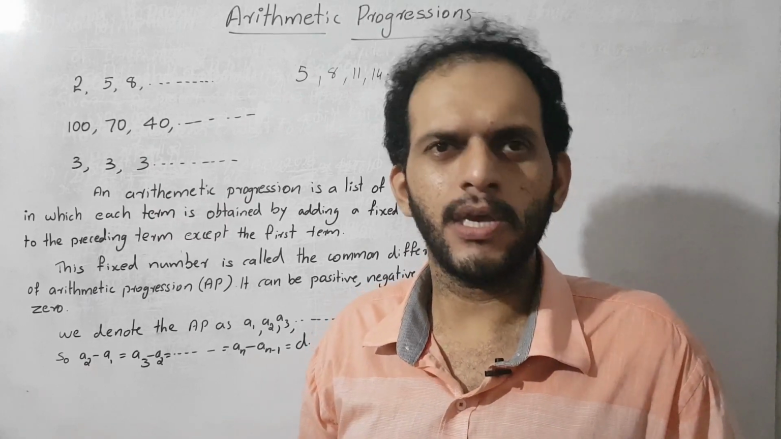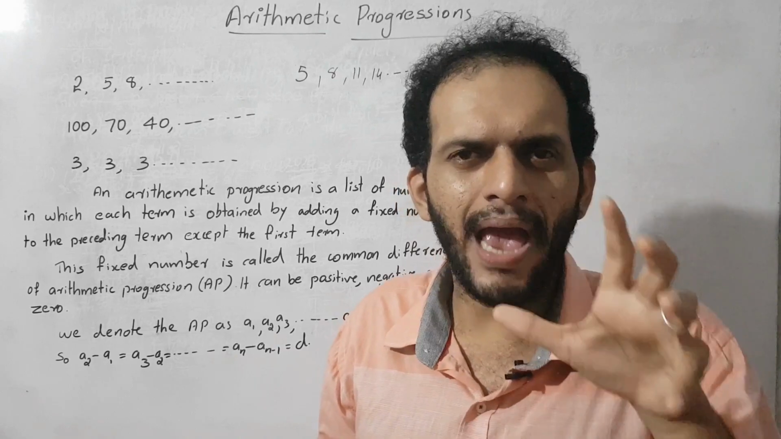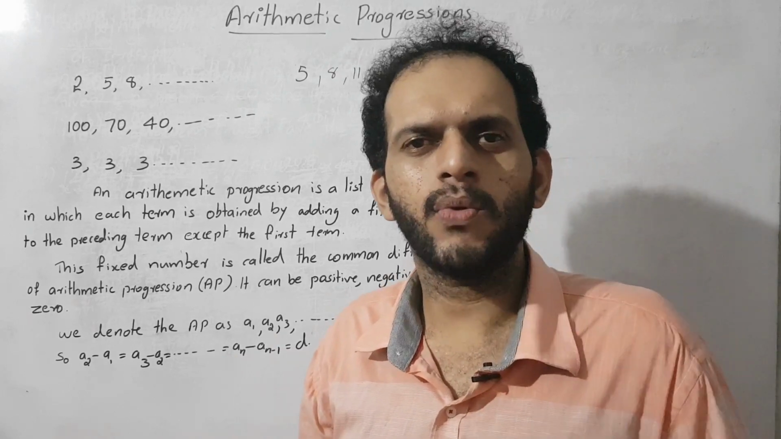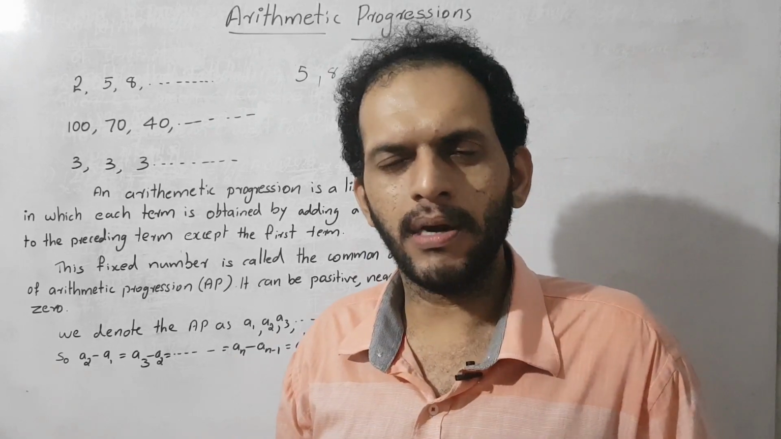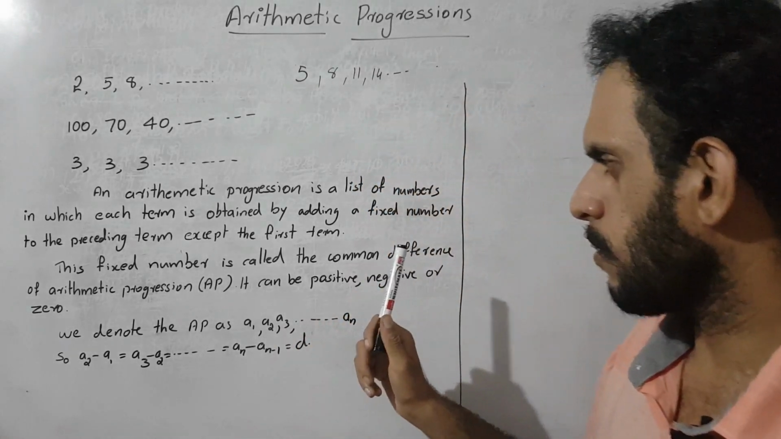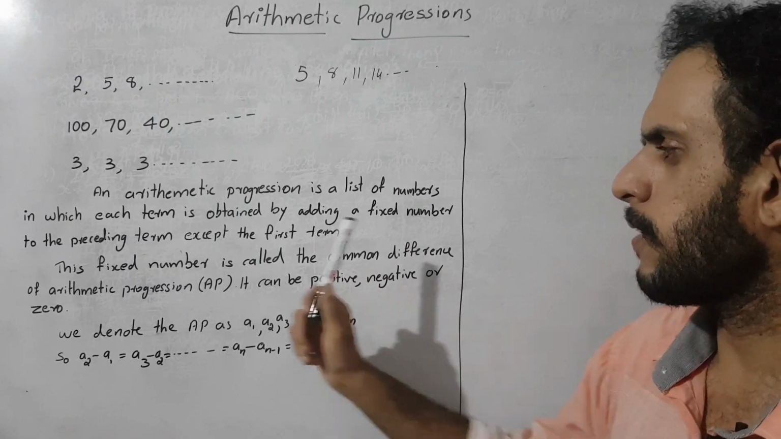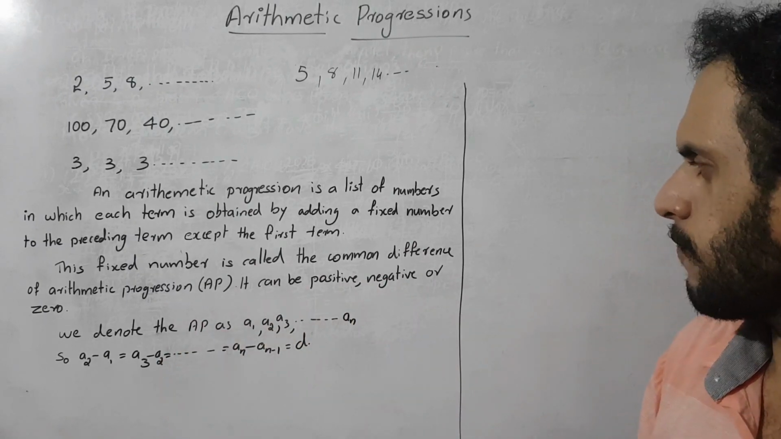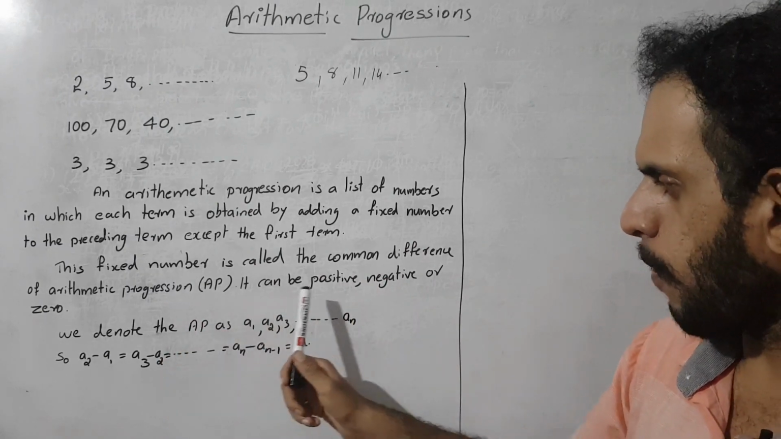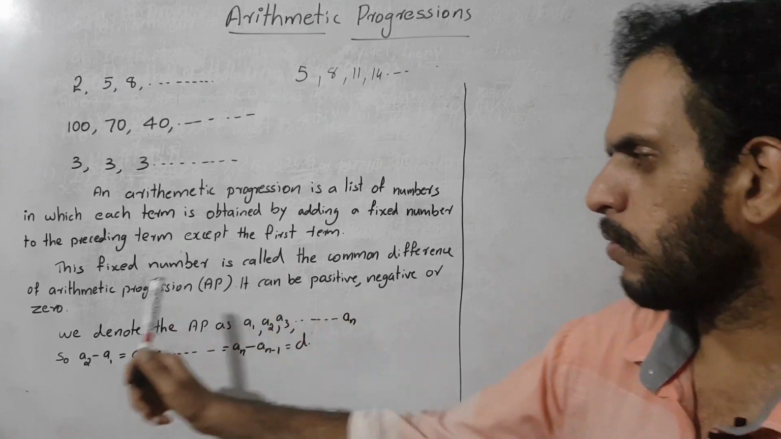What are we adding there? That fixed number is called the common difference of the AP. It can be positive, negative or 0.